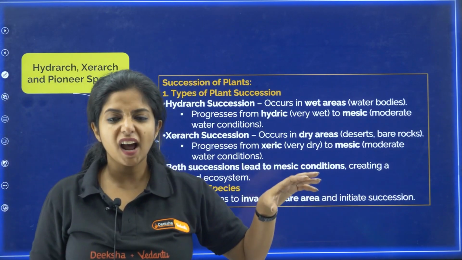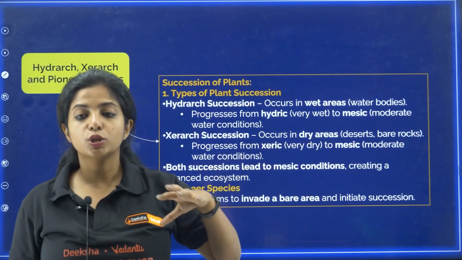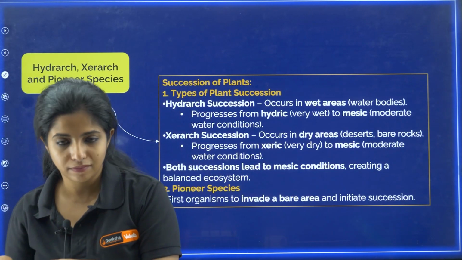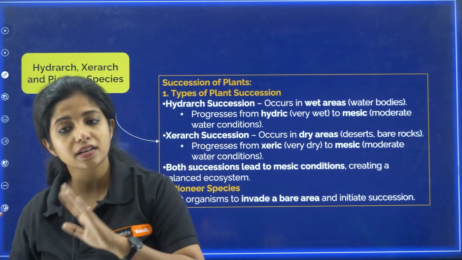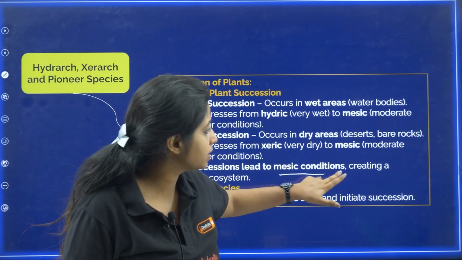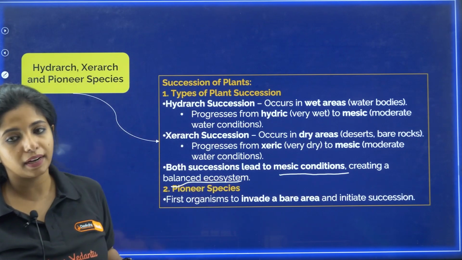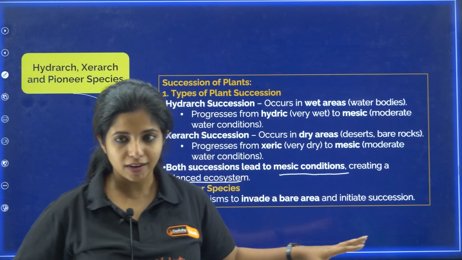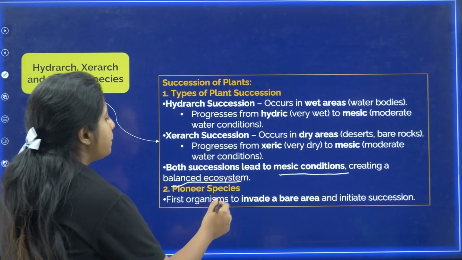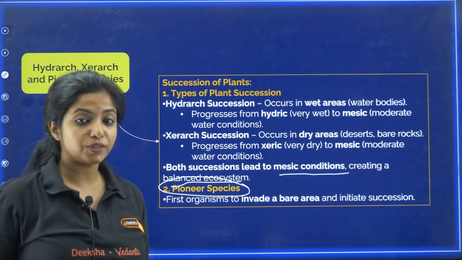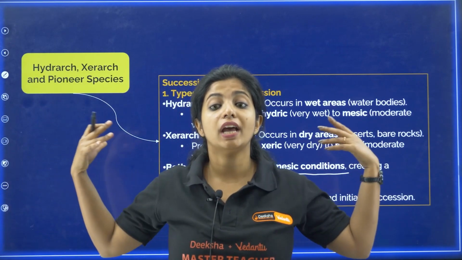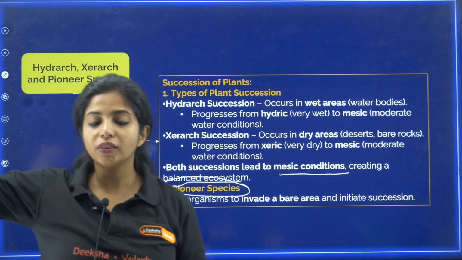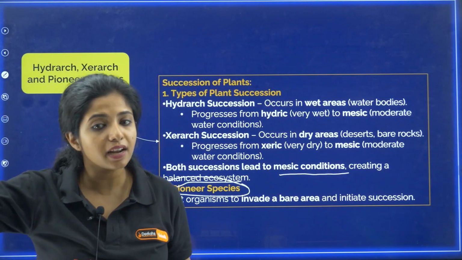Similarly, xerarch succession. Xerarch means it occurs in dry areas such as deserts, bare rocks and things like that. There, it is progressing from xeric to mesic condition, that is moderate water condition. This is known as xerarch succession. Both successions lead to what? Mesic conditions, creating a balanced ecosystem at the end. And the first organisms which would be invading this area, my dear children, for initiating the process of succession are known as pioneer species. They will come and basically start off life up there. If they are going to the water bodies, you call it hydrarch succession. If they are going to the dry areas and making life up there, it is known as xerarch succession.